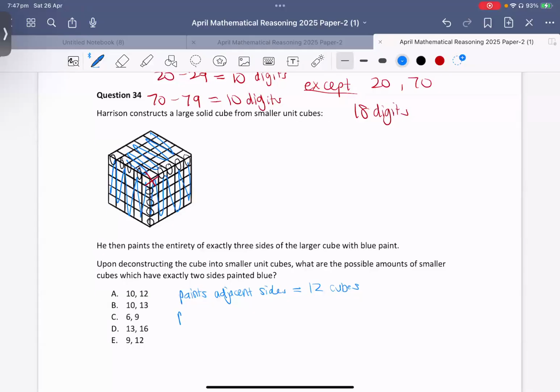If we paint opposite sides, right? Opposite sides. We won't run into the issue of the corner cube having 3 faces painted. So let me show you what that might look like. We'll have this face painted, this face painted, and that bottom face painted, right? So you guys can see that you would have 1, 2, 3, 4, 5 here, and also 1, 2, 3, 4, 5 there. So that would give us a total of 10 cubes. So that's your answer for question 34.